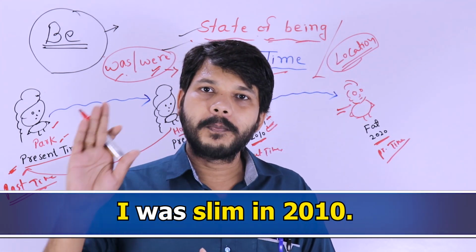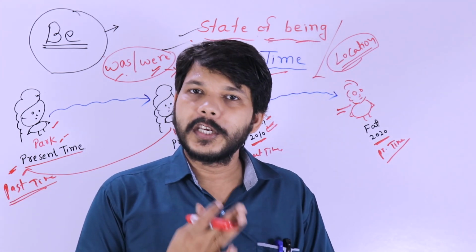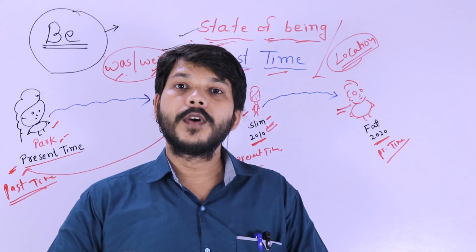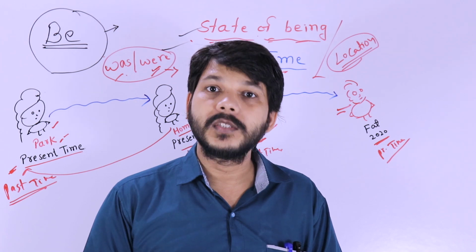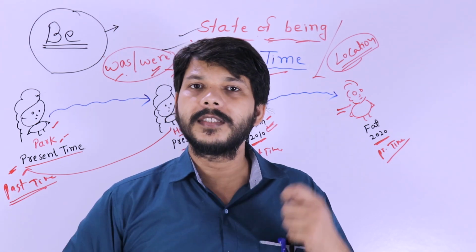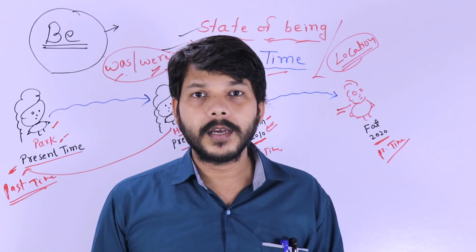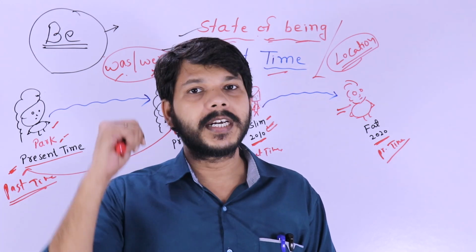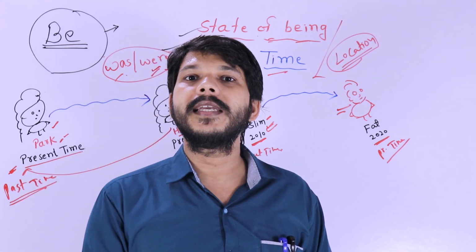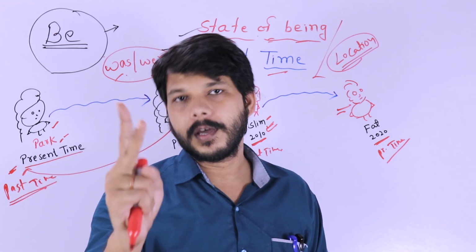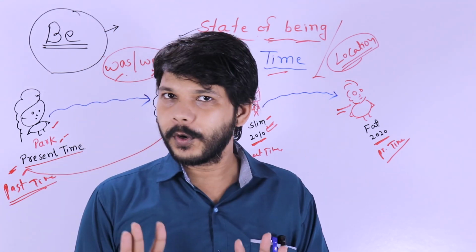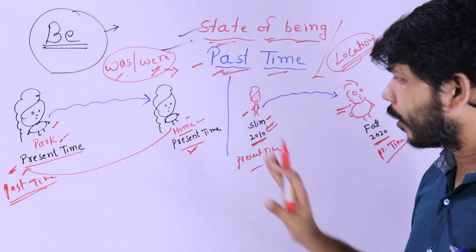So past time. If you talk about past time, so what your location was, what your condition was, what your position was. You were a thief, you were fat, you were upset, you were in the park, you were in the room, you were in the bathroom, wherever you were, whatever your condition was. In order to express these things, you need only was and were. Two items, guys. Was and were. You got my point? Okay. This is called state of being.